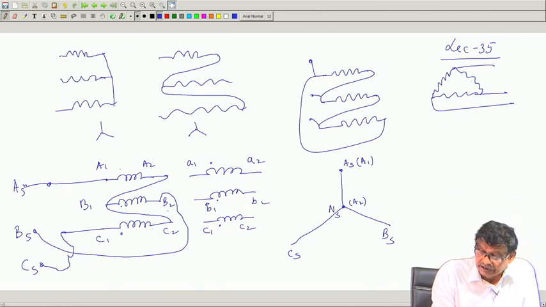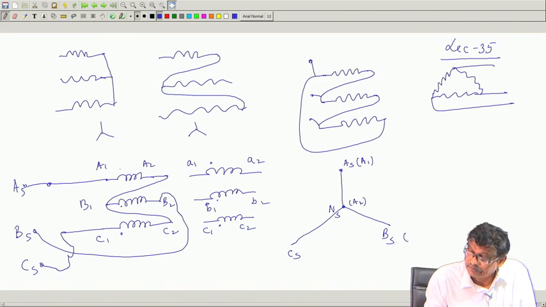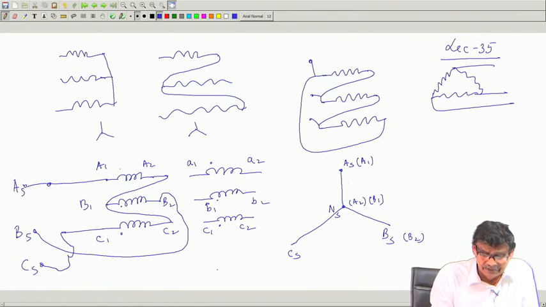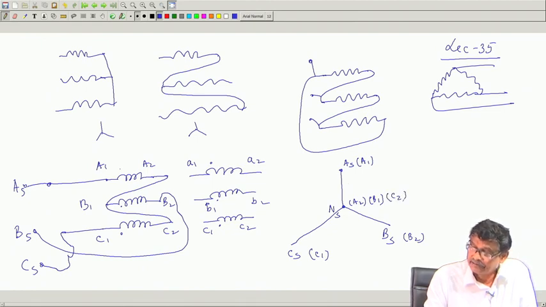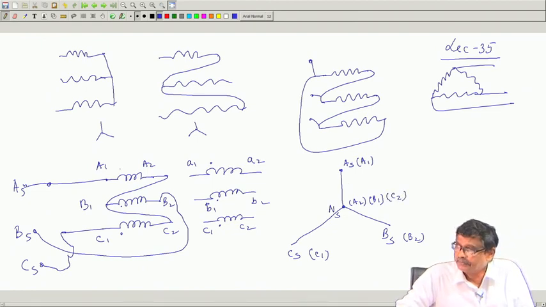Bs I have connected to B2. Therefore, this Bs terminal is B2 and B1 is connected here. So Bs is B2 I have connected and here is your B1. Similarly, Cs I have connected to C1 and this is C2, that is fine. This is what I have done.